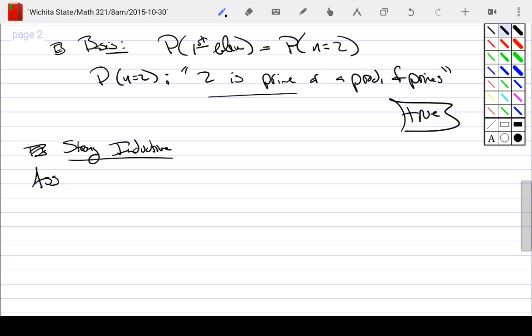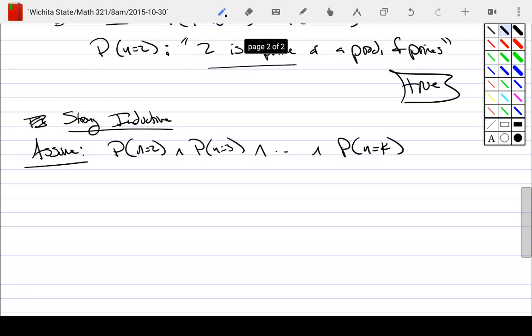What am I assuming? That P of n equal to 2 and P of n equal to 3 and everything up to P of n equal to k. Is everybody okay with that? Start off at the first element, the second element, up to the kth element. So it's n equal to 2, n equal to 3, up to n equal to k. Assume all of that. What does that assumption actually mean? That all the numbers from 2 to k are either prime or a product of primes. Right, so 2 is either prime or a product of primes. 3 is either prime or a product of primes. 4 is either prime or a product of primes, right? That's what that is simply saying.